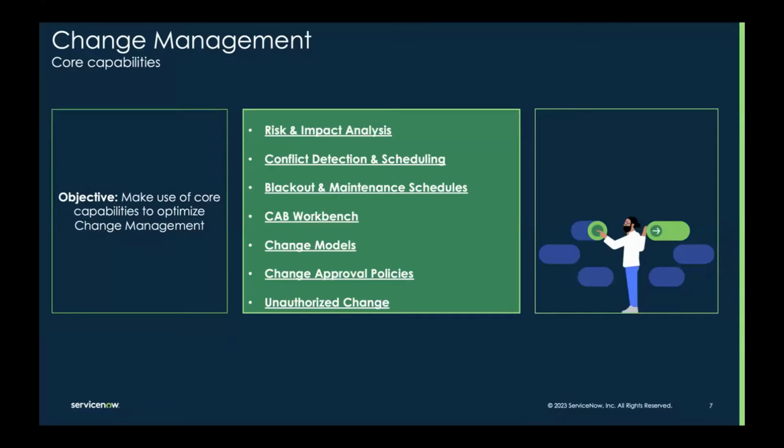But as a general rule, these core features that you see here: risk and impact analysis, conflict detection, scheduling, blackout and maintenance schedules, CAB Workbench, change models, which we'll go into in a little more detail, change approval policies, and the unauthorized change features. They are out of the box for ITSM Standard. So if you're an ITSM Standard customer, you will have access to all those features. And we're going to go into a little more detail on some of these.